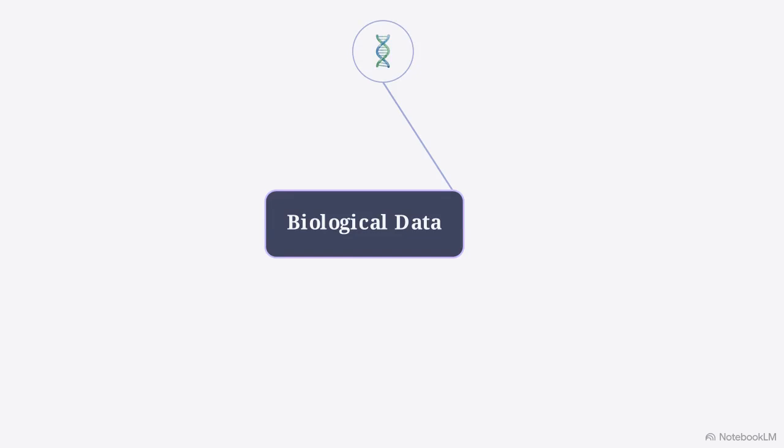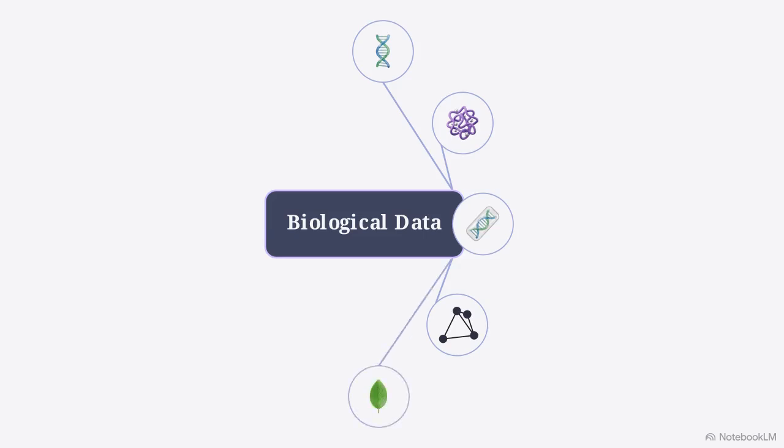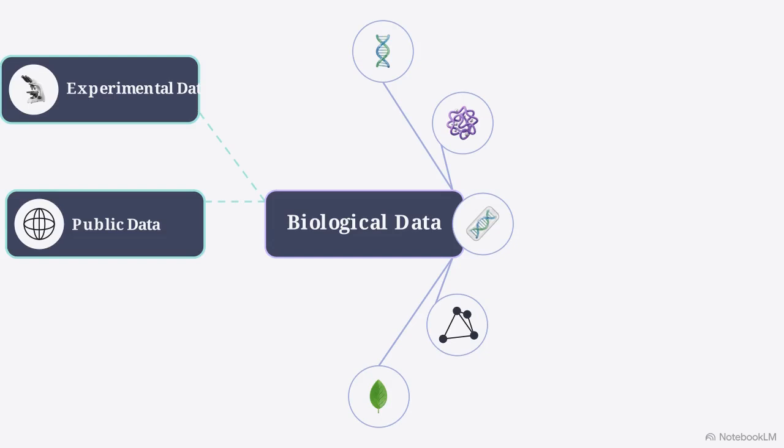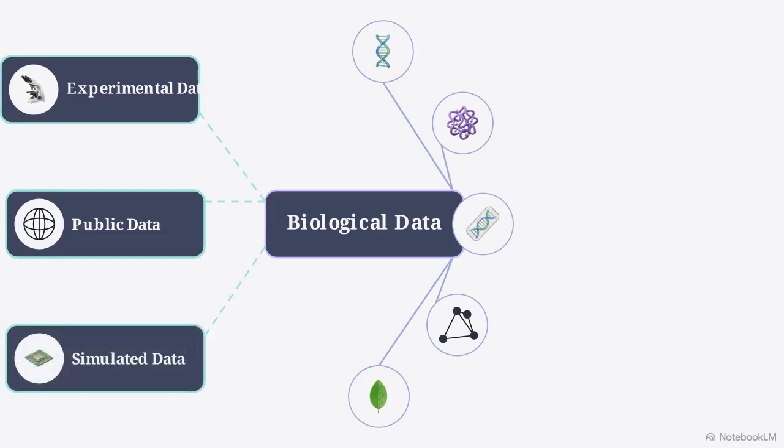We record sequence data from DNA and proteins, structure data mapping 3-dimensional shapes, and expression data showing which genes are active. We track interaction data between molecules and phenotype data documenting observable traits. This information originates from 3 primary sources. Experimental data comes from laboratory tests, public data is shared globally, and simulated data is generated through computational models.